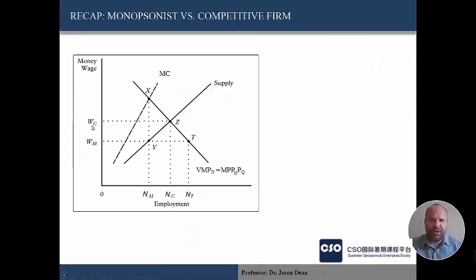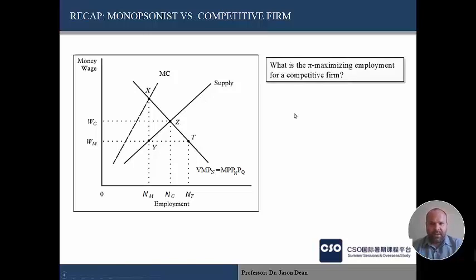This diagram here shows more explicitly the difference between a monopsonist and a competitive firm. Okay, the profit maximizing point is where? I'll give you a second to think about it. Oh, sorry. What is the profit maximizing employment for a competitive firm? Okay, so I'll give you a second to find that. Where would that be? Okay, it would be at point Z. Wage would be WC. The number of workers hired would be NC.